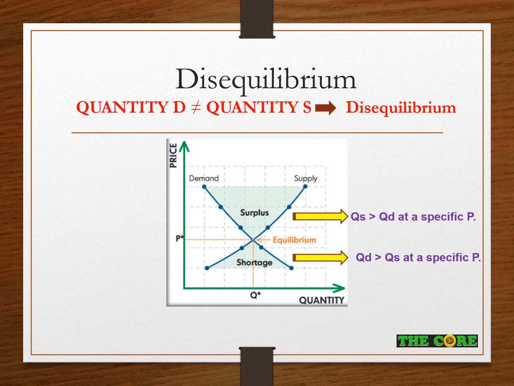Whereas if the market price is above the equilibrium, the quantity supplied is greater than quantity demanded, which is known as surplus. Therefore, in order to answer the practice questions, you have to be very clear on these points. Let's now move on to the practice questions.